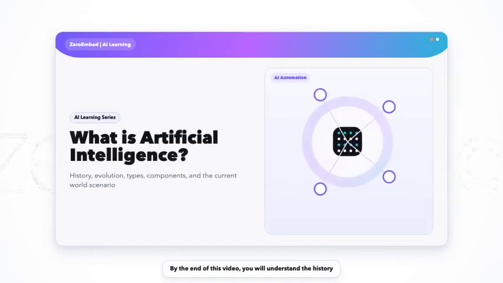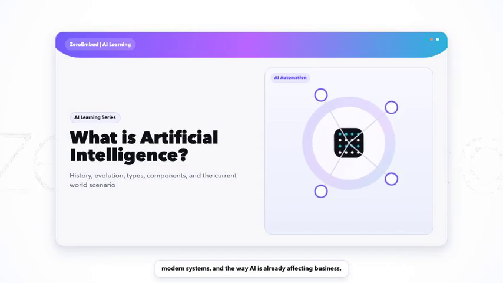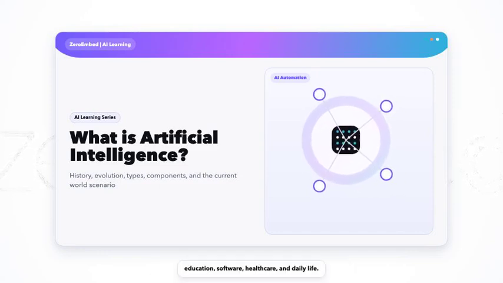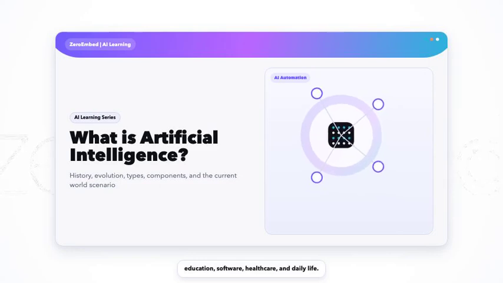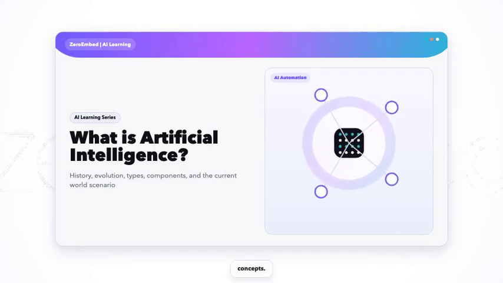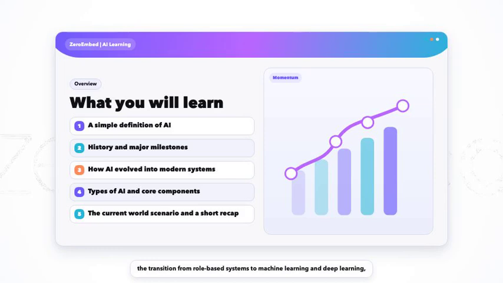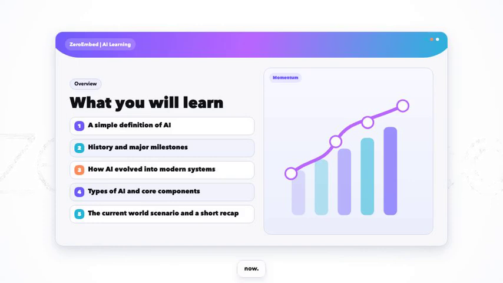By the end of this video, you will understand the history of AI, the major shifts in its evolution, the types of AI people refer to, the core components behind modern systems, and the way AI is already affecting business, education, software, healthcare, and daily life. We will keep the explanation beginner-friendly, but still grounded in real concepts. After the question, we will walk through the history of AI, the transition from rule-based systems to machine learning and deep learning, the main types of AI, the ingredients every useful AI system needs, and finally what AI looks like in the world right now.